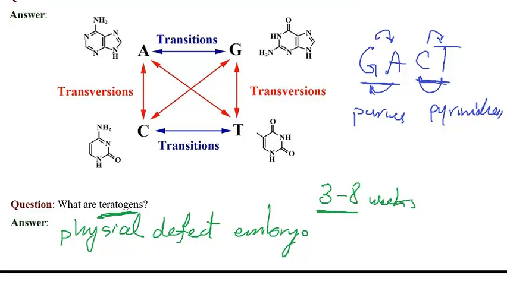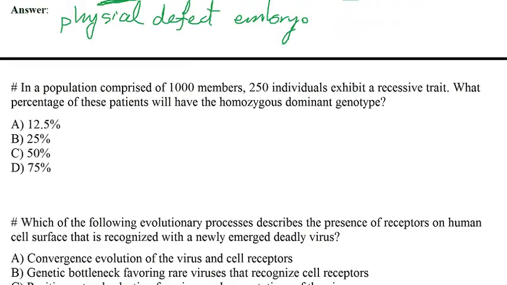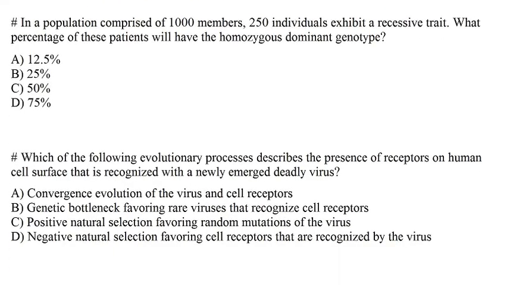All right, so now let's move on to some practice questions. I'm going to read these for you. If you need more time, please go ahead and pause the video. In a population comprised of 1,000 members, 250 individuals exhibit a recessive trait. So here we are having another example of Hardy-Weinberg equation. What percentage of these individuals will have homozygous dominant genotype? Okay.